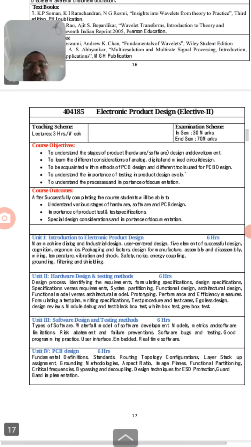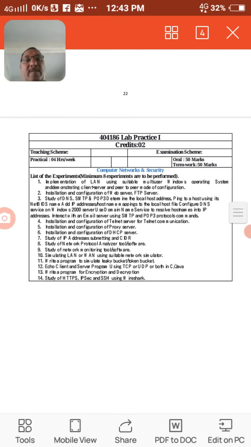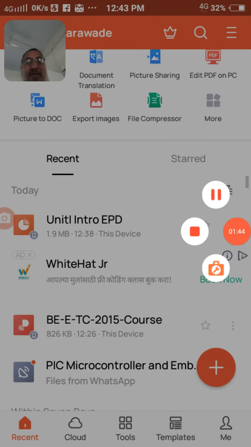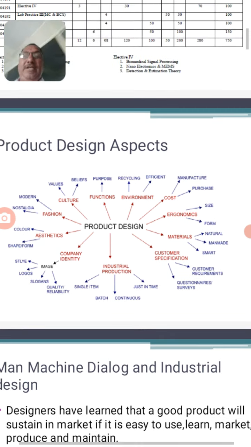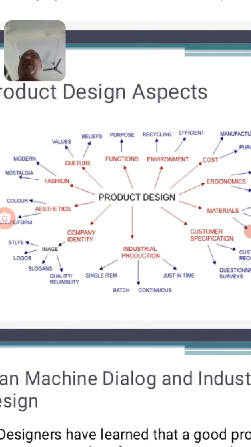Now we will switch to the next point. We will start with the first point, that is man-machine dialogue and industrial design. Before going for this particular point, we will learn product design aspects. What are the different aspects of product design?